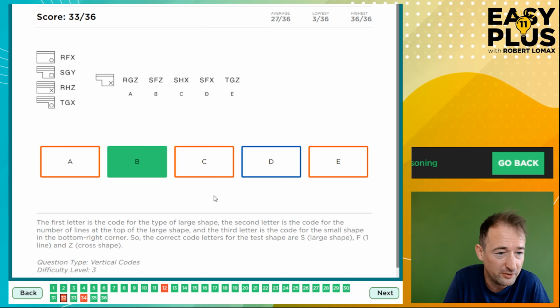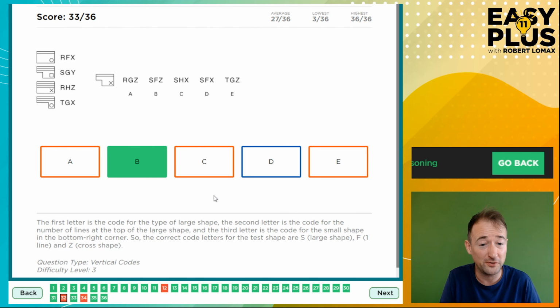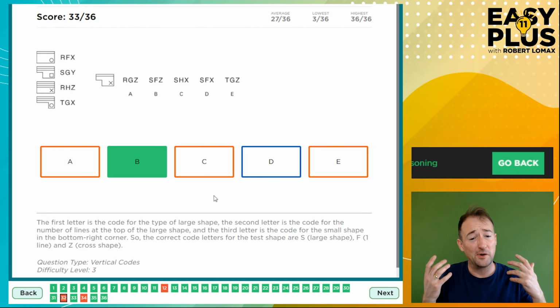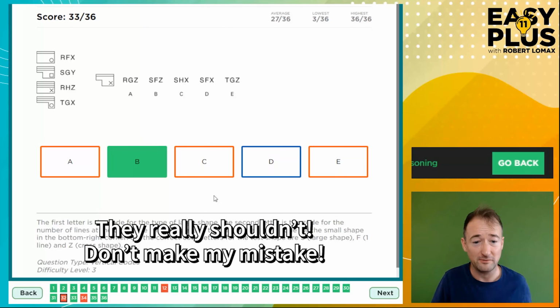So B or D. And then the last letter, we can see that X matches having a circle inside, so Z must match having a cross inside. So what do we say? We say SFZ. You know what? I think I worked it out and then clicked the wrong one. Oops, silly mistake, but these things can happen.